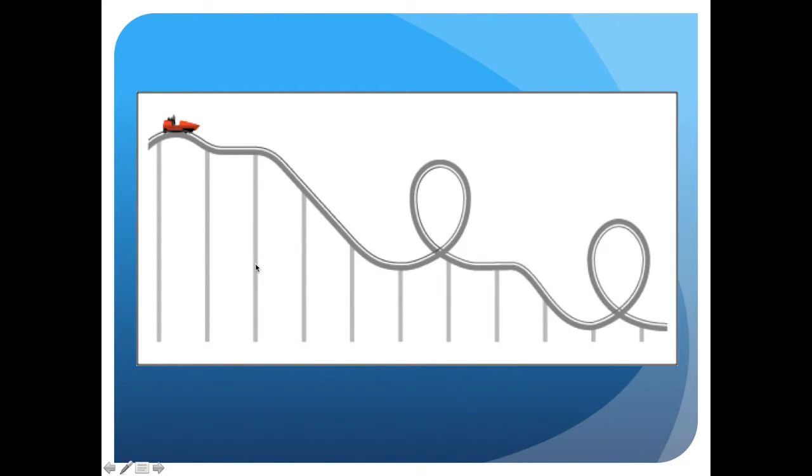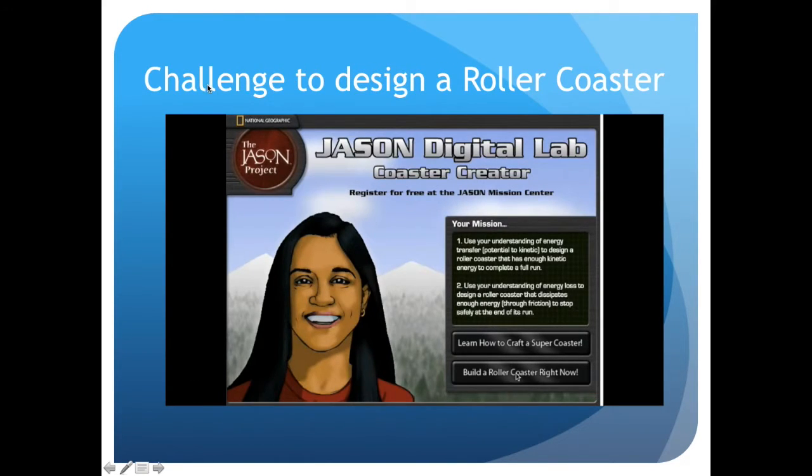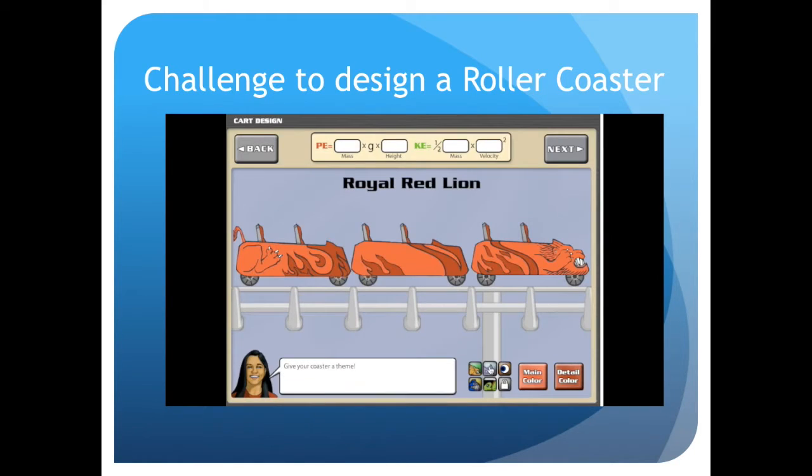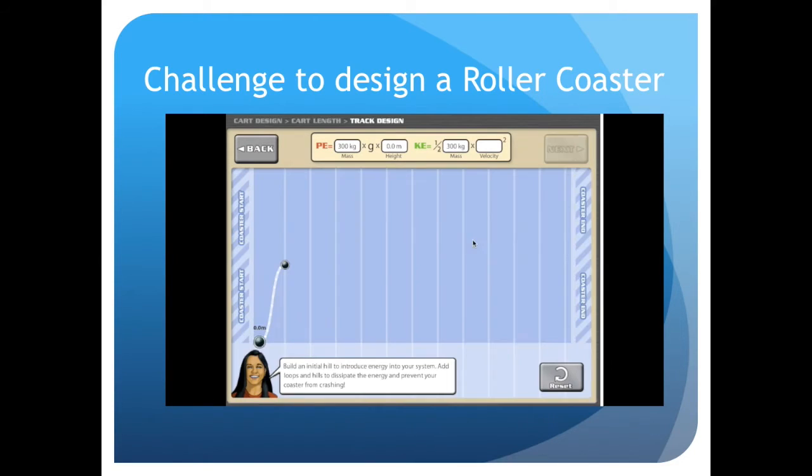So I'm going to go on to a little bit of a challenge now. It's a challenge to design a roller coaster. There'll be links to this a little bit later. Now I've put this on fast forward. So this is me designing a roller coaster. The first part of it is designing your cars and how many cars. And you notice up here it's got your mass up the top, so you can change your mass.